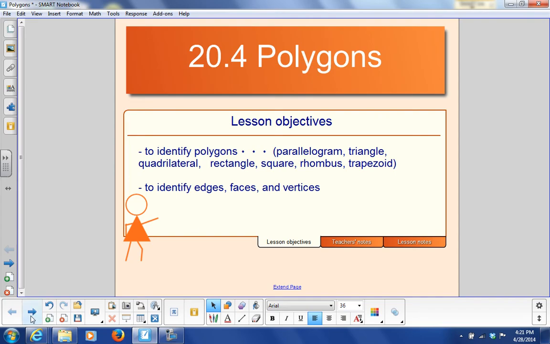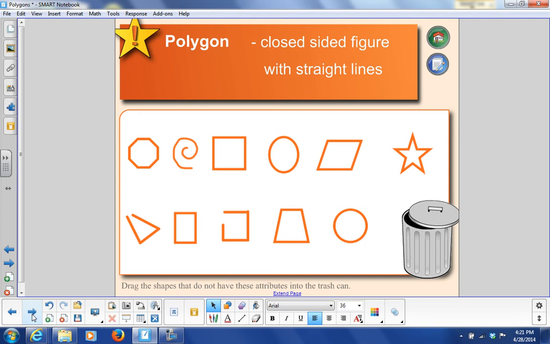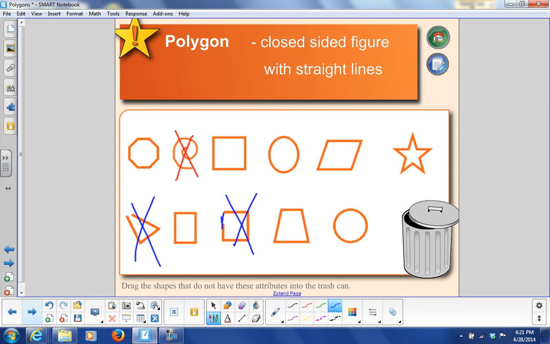Okay, so you learned most of this already, so we'll just kind of go over it. A polygon is a closed-sided figure with straight lines. Okay, a closed-sided figure with straight lines. So this right here, not a polygon. Change colors. This right here, not a polygon. Why? Because it's open right here. And this right here, not a polygon. I guess we could probably drag it.